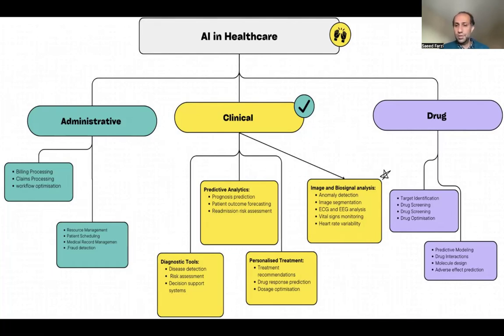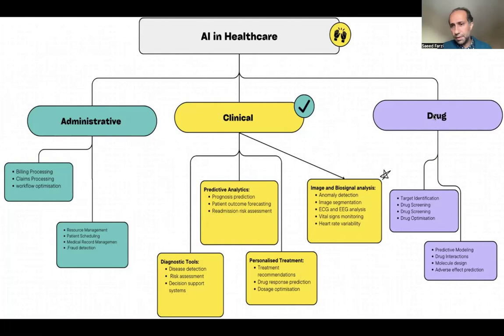Anomaly detection in images, image segmentation. You have different kinds of images. ECG, EEG, time series signals captured from heart activity and from brain activity. Vital signs monitoring, such as blood pressure and heart rate variability. It's very useful in sleep medicine. Maybe this kind of information is captured from wearable devices nowadays.